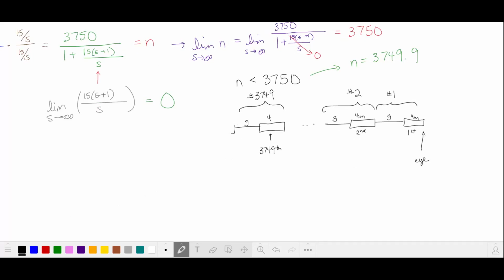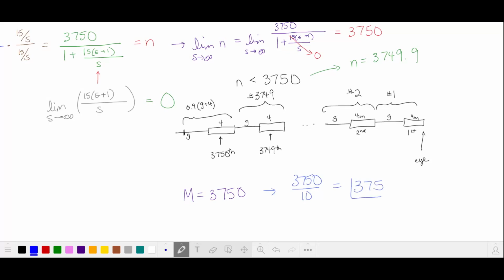Our next interval will be 0.9 as long, so if this is the full gap, after 1 hour, we'll only get through 9/10 of this interval. But we will see the 3,750th car. So m, the maximum number of cars, is 3,750. The problem asks for the quotient when this number is divided by 10, and our answer is 375.